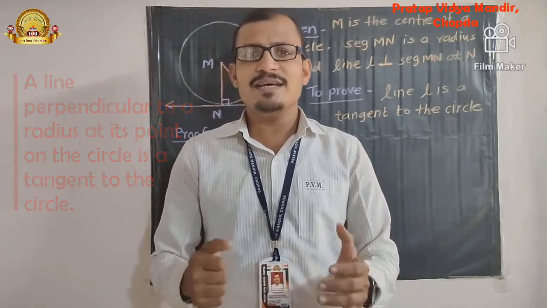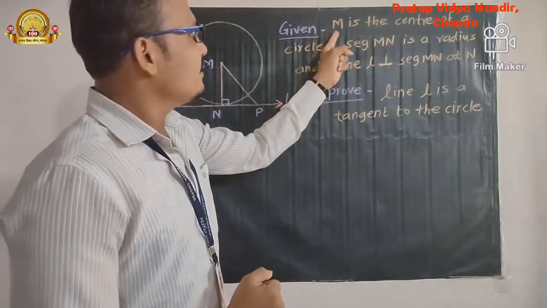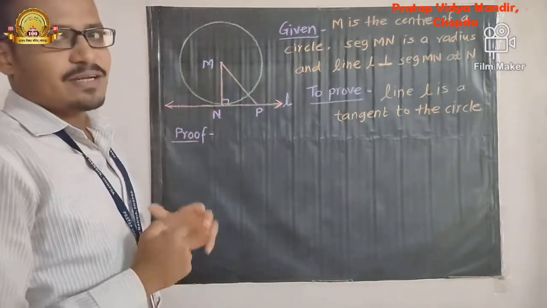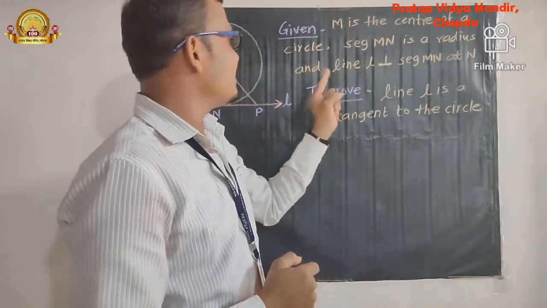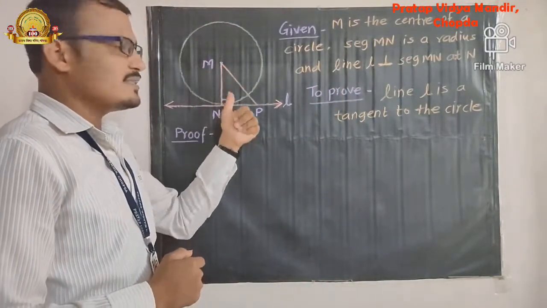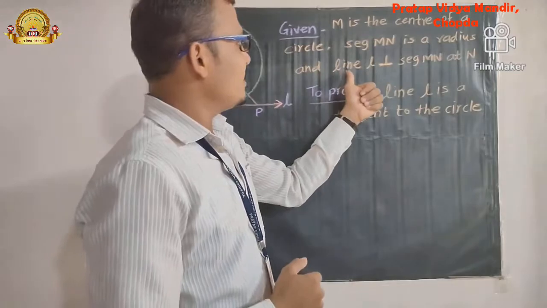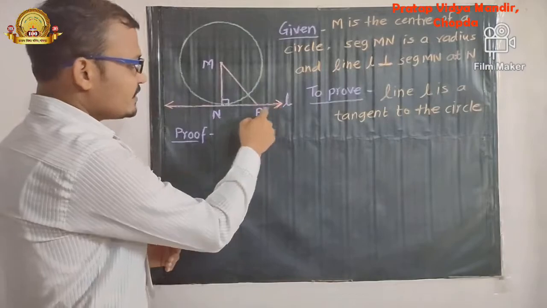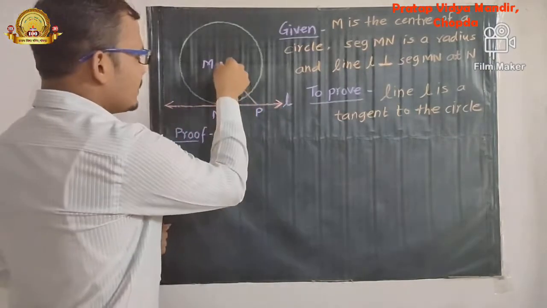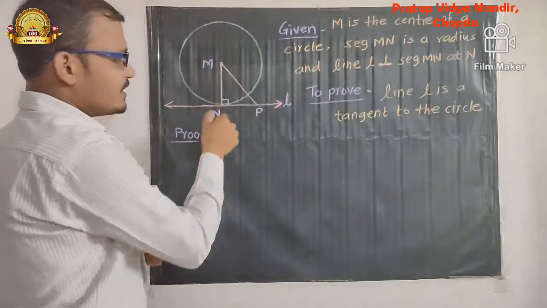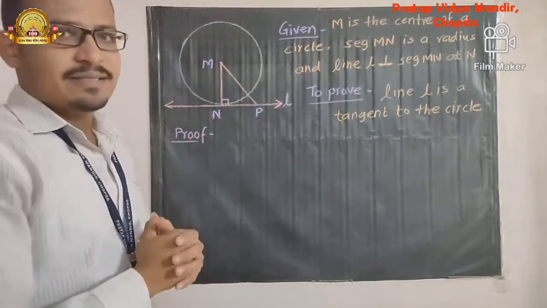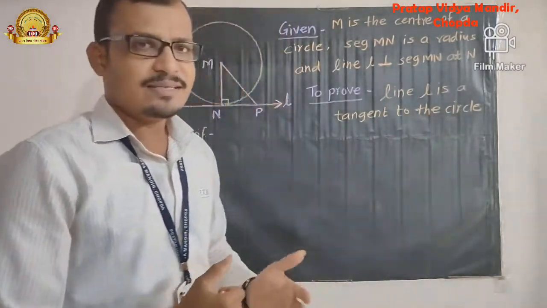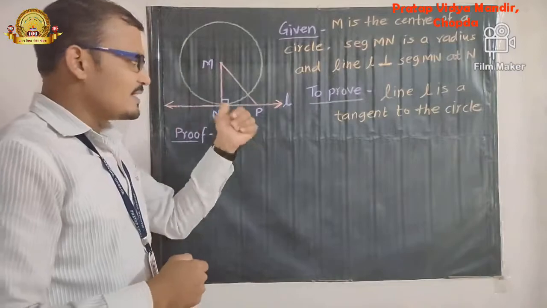To prove this theorem, here we have given that M is the center of circle. Segment MN is the radius of circle, and also line L is perpendicular to segment MN at N, that is, the radius of circle at point N. We have to prove that line L is a tangent to the circle.